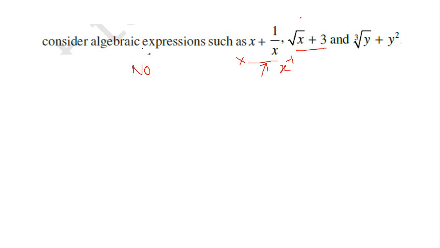Similarly here, x to the power, how much is it there? It is 1 by 2, right? So it is again not a whole number, it's a rational number, so we say it is also not a polynomial. Y to the power here is 1 by 3, it's a cubic root, we can write it in the power 1 by 3 as well. So here again it's a rational number, it's not a whole number, so it won't be a polynomial.